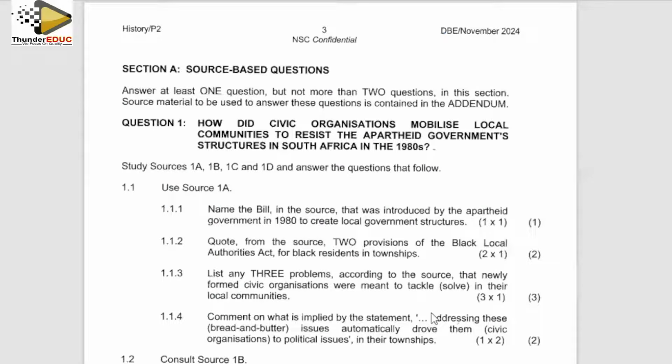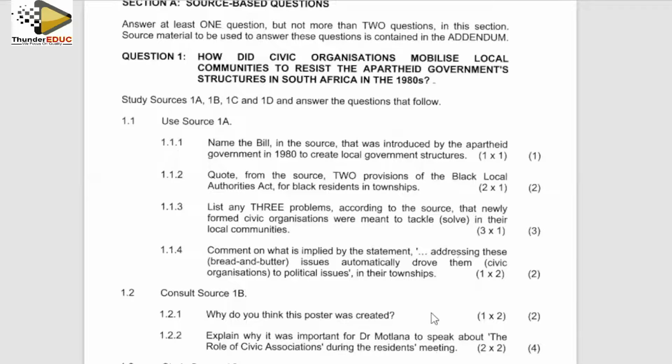So that one was an instruction question. Then if you look at question number 1.14, comment on what is implied by the statement. When a question says comment, it requires you to engage with the source and also engage with your own knowledge. Comment on what is implied by the statement. Addressing these bread and butter issues automatically drove them, referring to the civic organizations, to political issues in their townships. So the question is rather saying, what is the meaning of that statement? Or what's the implication of that statement on the situation which was there in the townships?